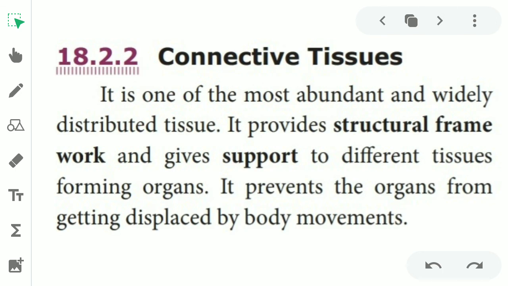Connective tissue is the most abundant and widely distributed tissue, found in all the internal parts. It provides support and a structural framework, and gives support to the different tissues forming an organ. It prevents the organs from getting displaced by body movement. Whenever we are moving, the organs are kept from being displaced or dislocated. The connective tissue is helping.